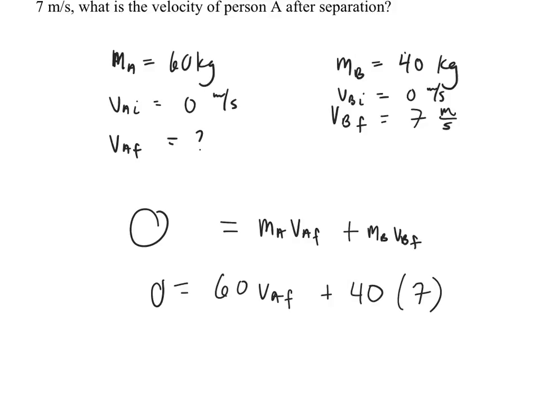Okay, what do we get for VAF when we solve? The velocity of the larger person. What do we get for VAF? Any numbers here?